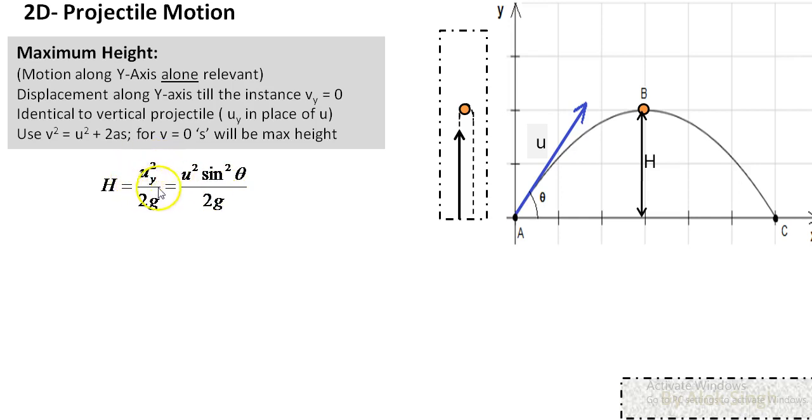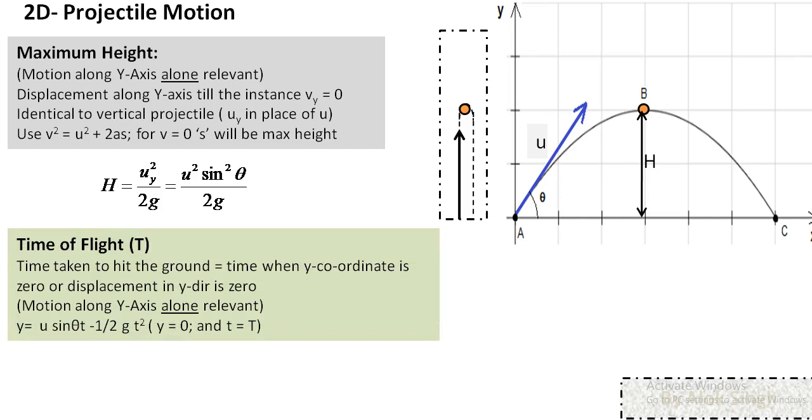So what we notice here, maximum height depends only on the y component. The x component does not figure here. The maximum height is a function of y component only. So if you have two different projectiles, both have same y component but different x component in initial speed of projection, if y components are the same, the maximum height reached by both the projectiles will be equal. Or if two projectiles reach same maximum height, the y components must be equal.